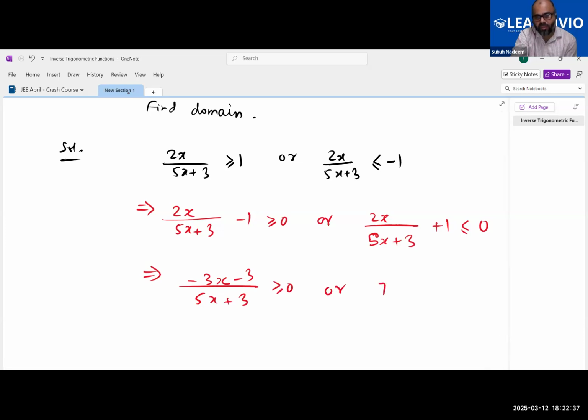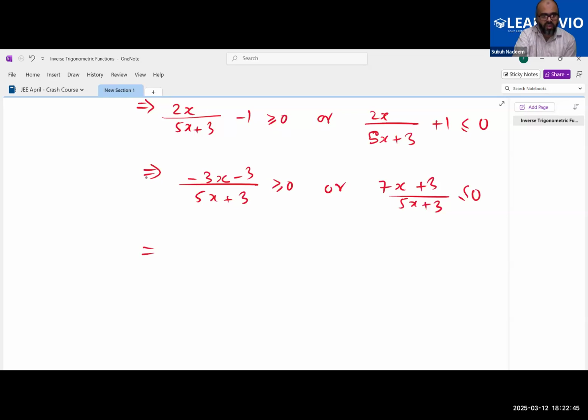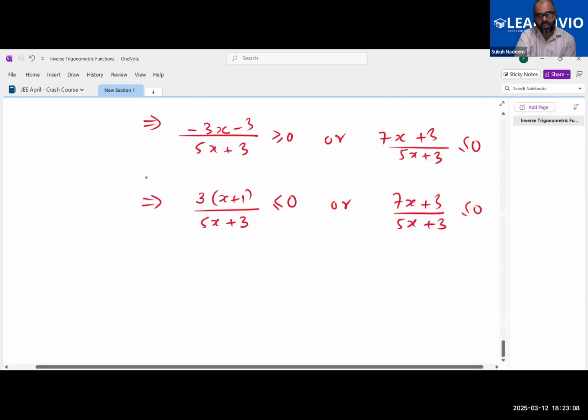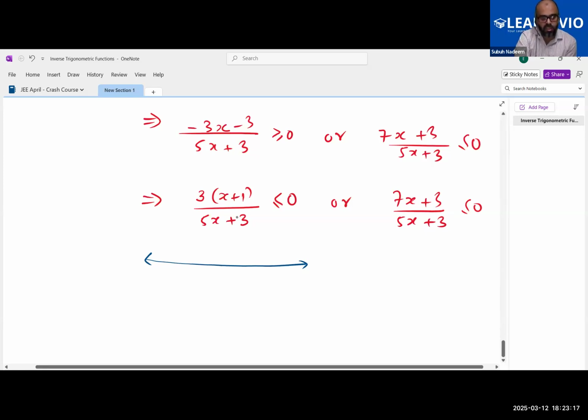And here it will be 2x plus 5x, that will become 7x plus 3 by 5x plus 3 less than equal to 0. So you can take the minus sign common, and 3 also, so it will become x plus 1. If you take that minus sign to the right hand side, the inequality will reverse, so it becomes less than equal to 0. The point is minus 1 is a zero and minus 3 by 5 is a pole.